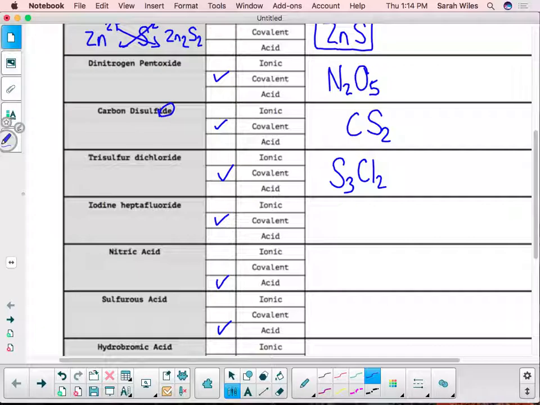Iodine heptafluoride. We've got iodine, I. Fluorine. Iodine doesn't have a prefix, so how many? 1. Do I write the 1? No. Fluoride. Hepta. 7.